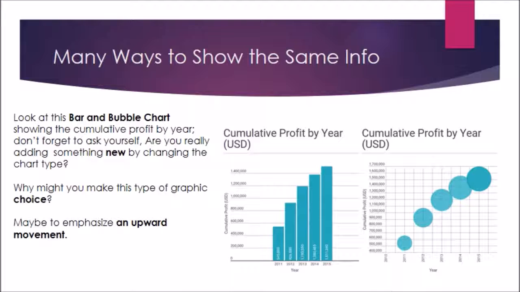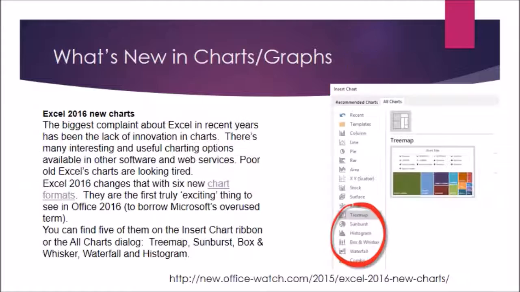The first is a standard bar graph, but the second one is doing a little bit more work, I would argue. So what's new in charts and graphs? Excel 2016, new charts, and some of these are earlier, 2010. The biggest complaint about Excel in recent years, this is from officewatch.com, a 2015 article, has been the lack of innovation in charts. There are many interesting, useful charting options available in other software and web services. Old Excel's charts are looking tired.